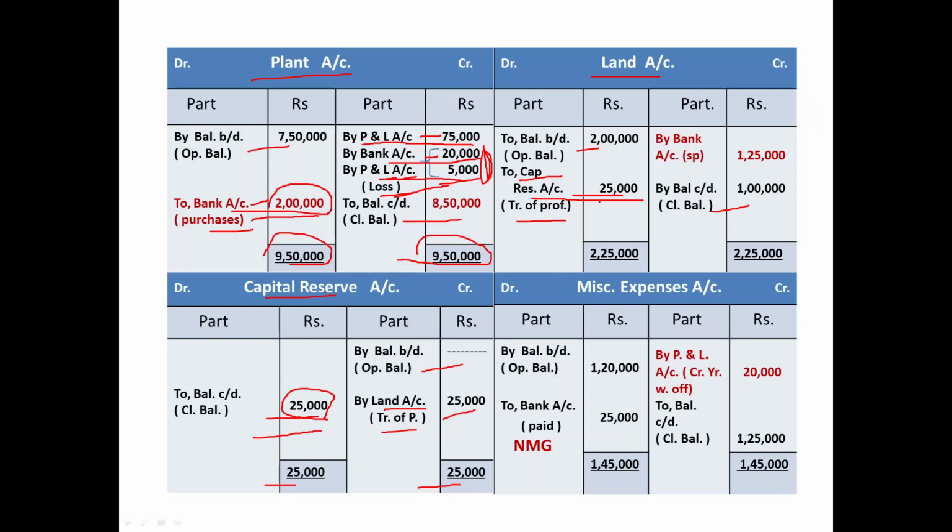Come to the land account. After this transfer of profit, the total of the debit side is 2,25,000. Put it on the credit side, 2,25,000. That gives a balancing figure of rupees 1,25,000 on the credit side. What could it be? This is the selling price of the land which has been sold in the current year. Bank account debited to land account credited 1,25,000.